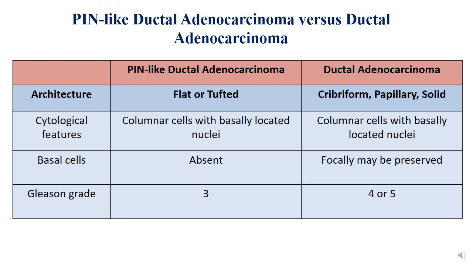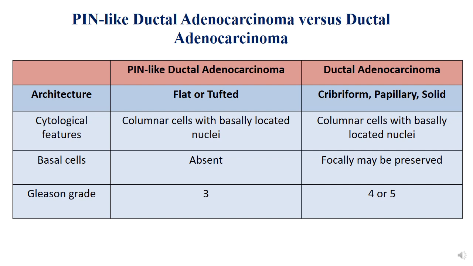And then the very last important differential diagnosis is from PIN-like ductal adenocarcinoma. Now keep in mind that PIN-like ductal adenocarcinoma is considered a morphological variation within the theme of ductal adenocarcinoma, but biologically these two conditions are very different. So an important goal for us is to differentiate pure PIN-like ductal adenocarcinoma from conventional ductal adenocarcinoma component.